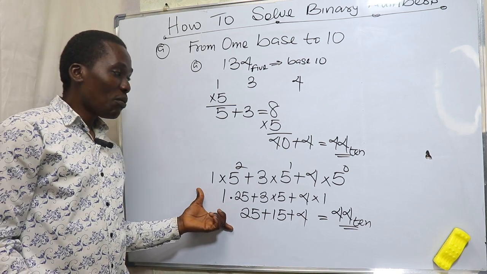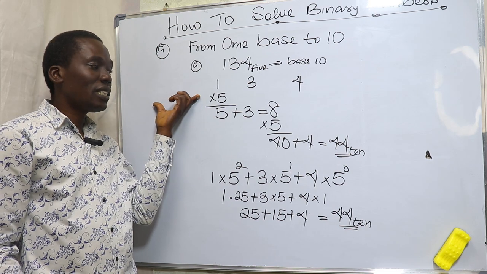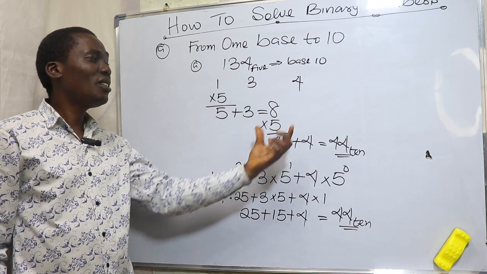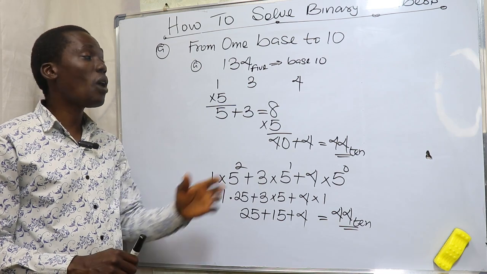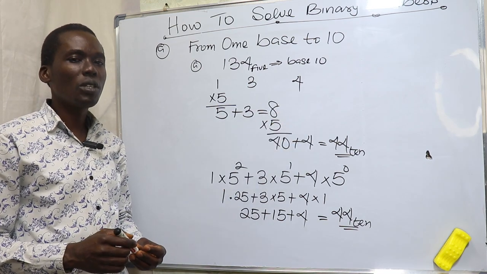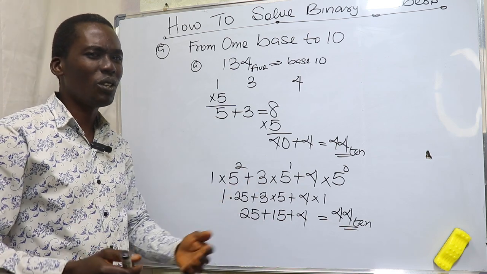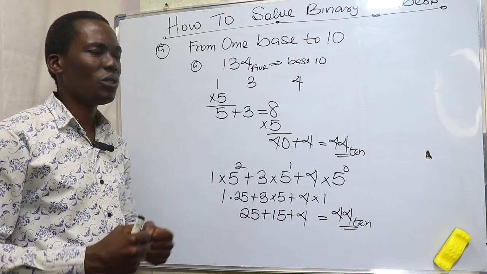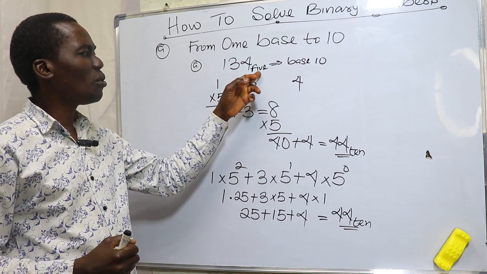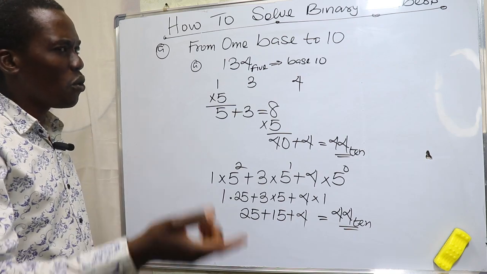So you see that the time it took me to do this one is longer than the time it took me to do this one. So it is very long. That means this one is even faster. So if you understand this one well and you can use it, please use it in your exam hall. It will help you save your time because you need time to solve other difficult and hard questions in your exam. So this is how we converted 134 base 5 to base what? To base 10. Now let's move on again.